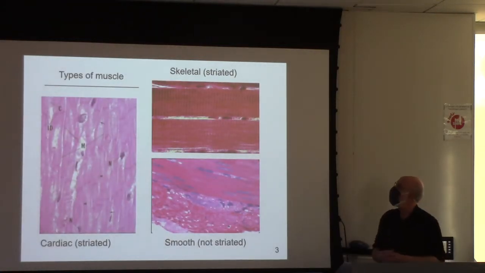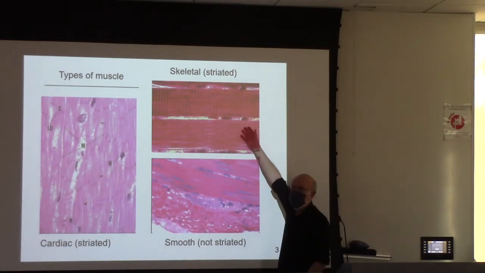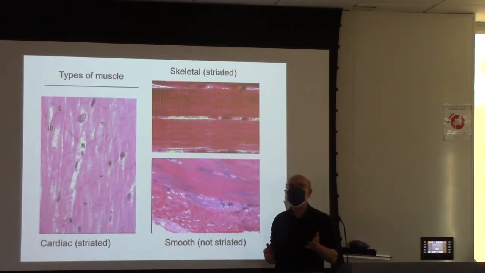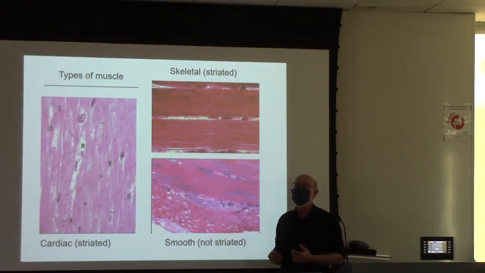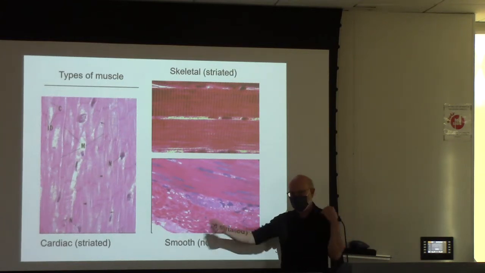Okay, so let's talk about the types of muscle. We're going to focus today on skeletal muscle. It's called skeletal muscle because it moves the skeleton mostly. There are some skeletal muscles that don't move bone, like the diaphragm doesn't move bone, but it is a skeletal muscle. But most of the muscles we're talking about move bone.